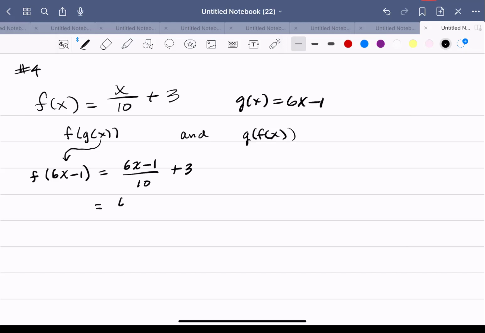Now, this can be simplified by getting common denominators. The 10 belongs to both terms.